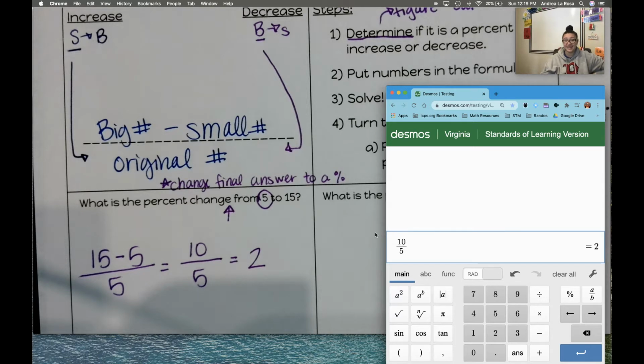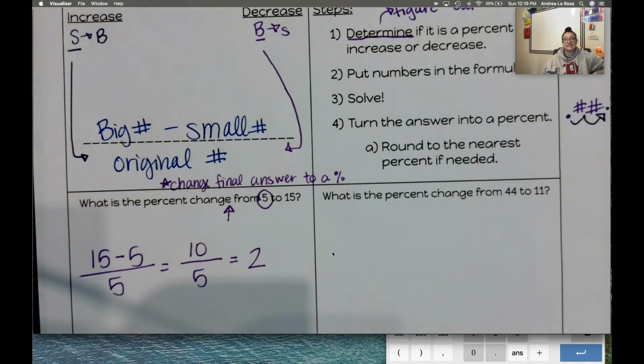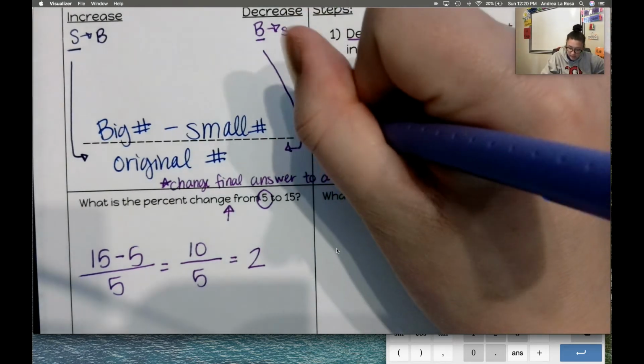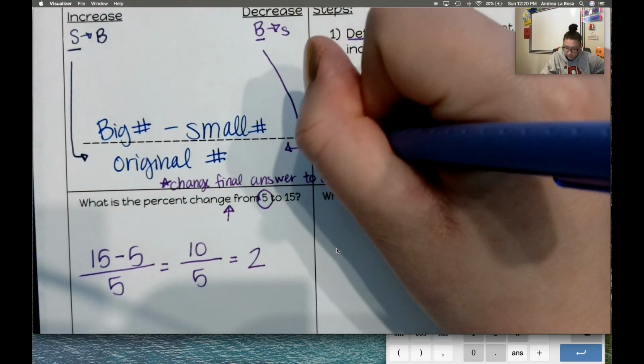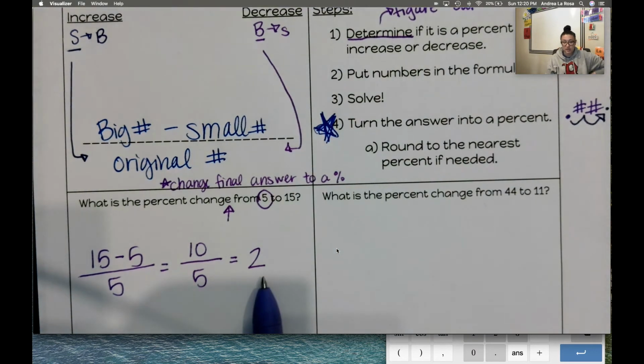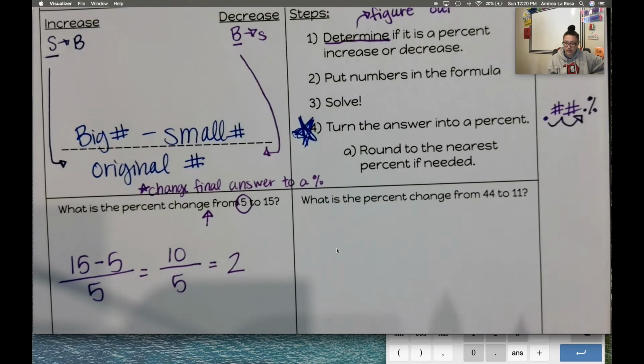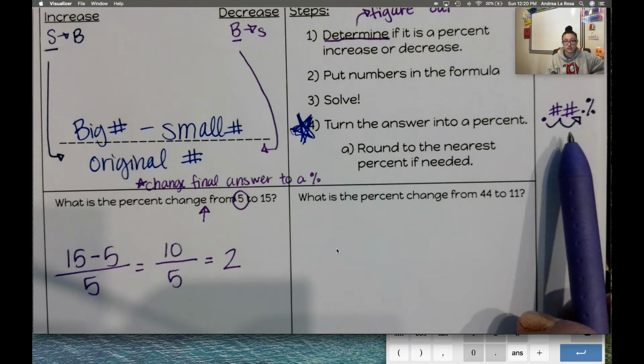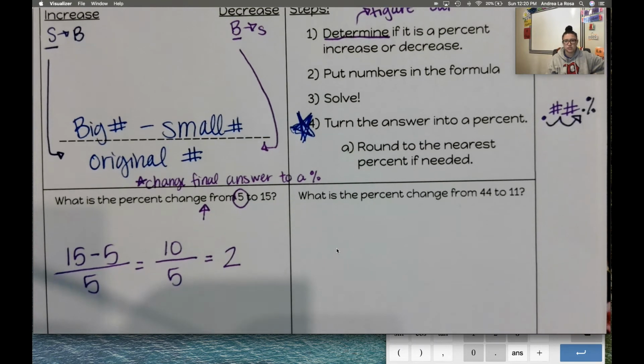Are we done? We solved. No, we cannot forget step number 4. That's the biggest part. If you give me this answer, it's not wrong, but it's not all the way correct. We need to turn 2 into a percent. Like we said here, we move our decimal point to the right. Where is our decimal point at here?